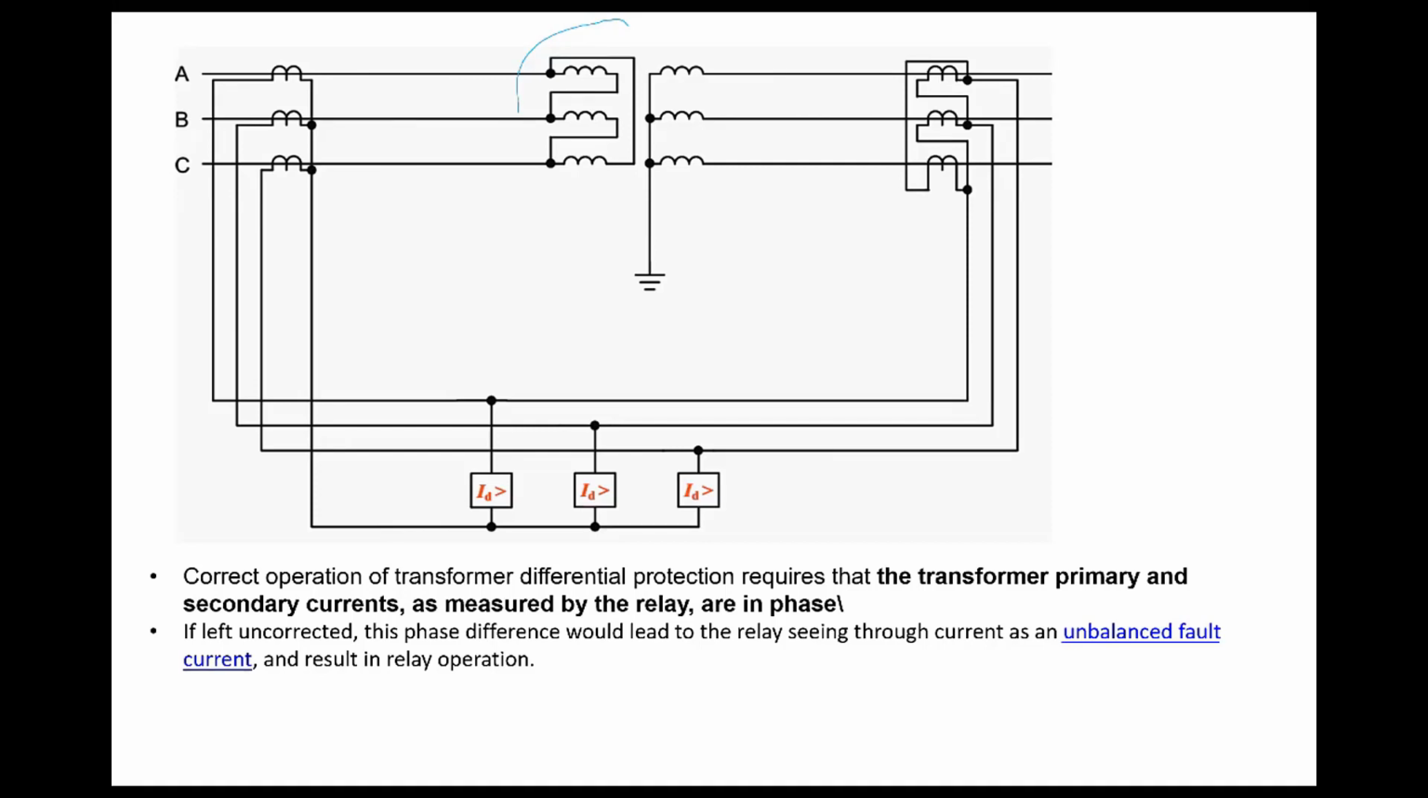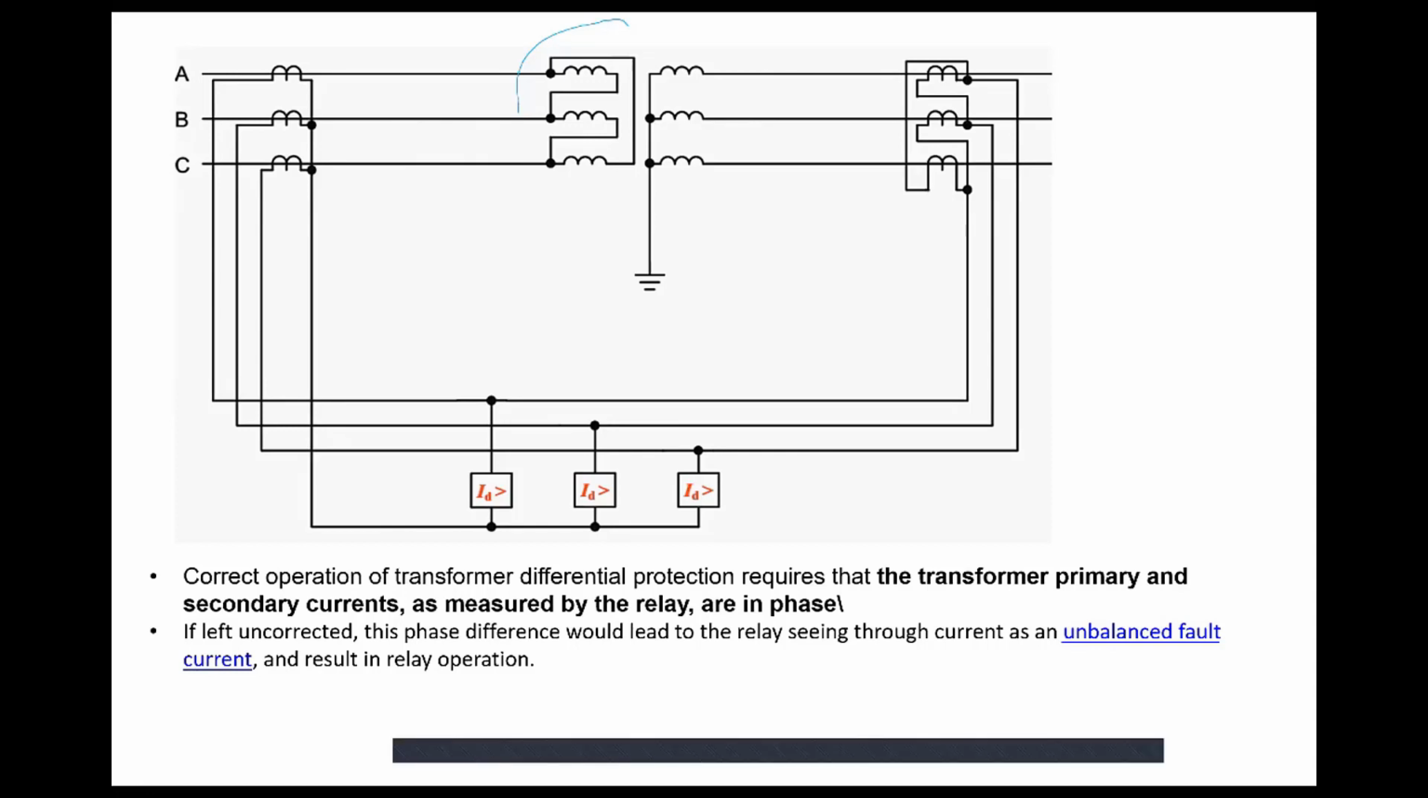Okay, so to nullify that 30-degree phase shift effect, on the delta side CTs are connected in star, and on the star side the CTs are connected in delta. So one problem is eliminated.